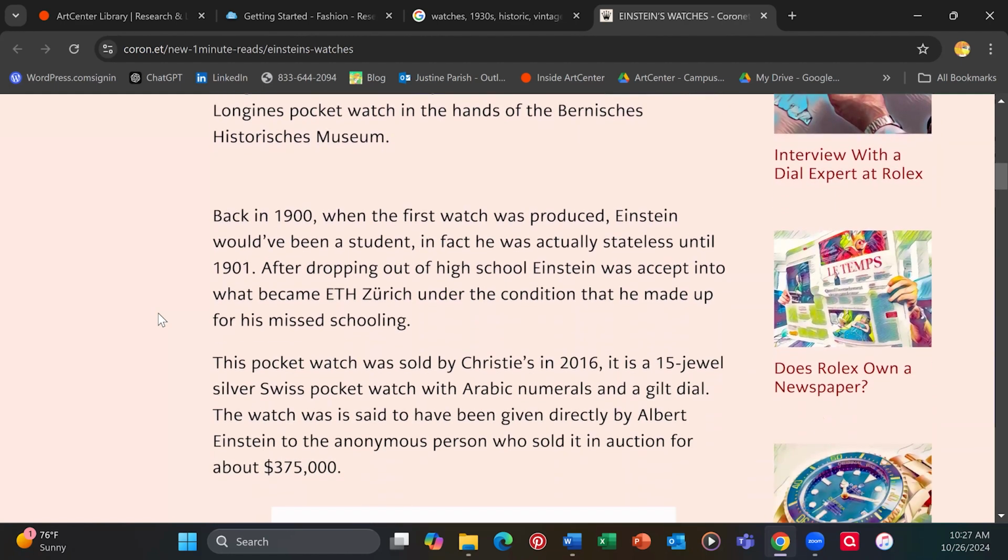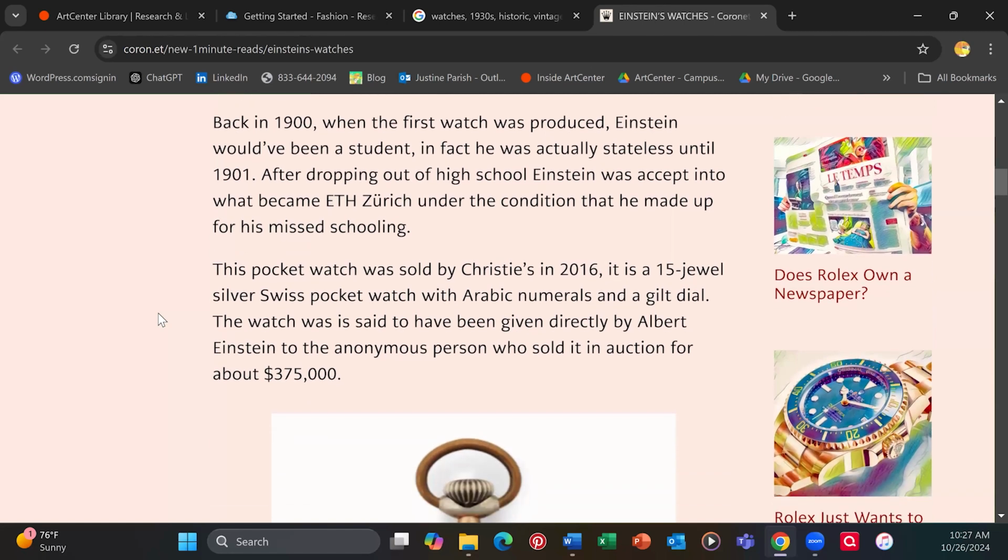And then this tells me a little bit more about the watches. Here's one. It tells me it was a 15 jewel silver Swiss pocket watch with Arabic numerals and a gilt dial. So this is now giving me more information: said to have been given directly by Einstein to the anonymous person who sold it at auction for $375,000. So we don't know.